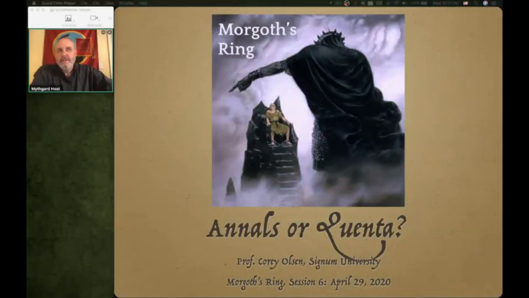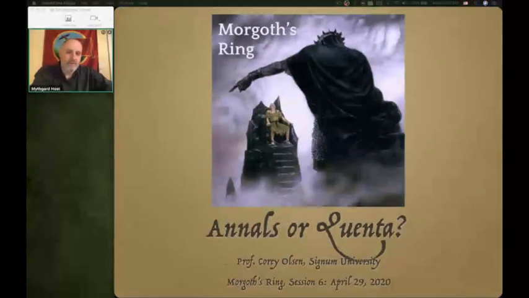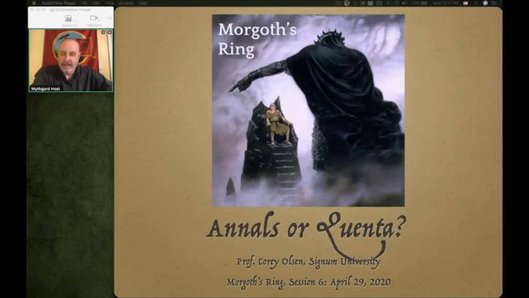So conceptually, the main thing to be holding in your mind through this section as we're reading through this later Quenta stuff is that all of this stuff is after the earliest stuff that we read before, like the Ainulindale stuff, right? It's before that. That stuff has already been done.